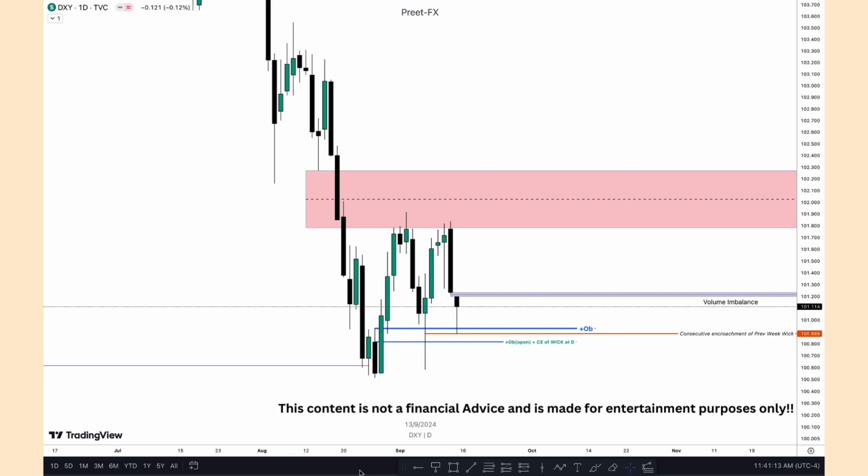Weekly CB is still open. Plus there are clean equal highs. All these factors led me to a bullish bias for the week for dollar index.